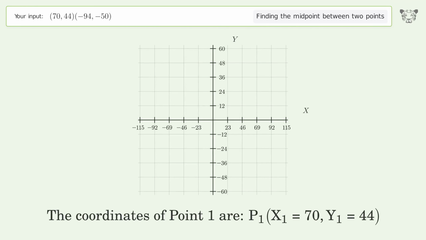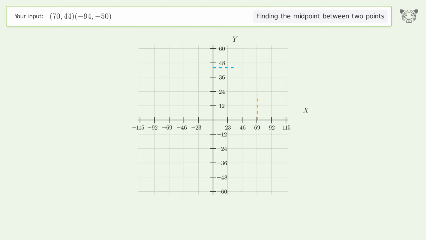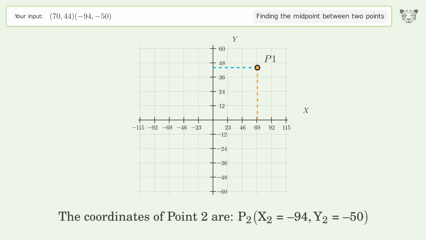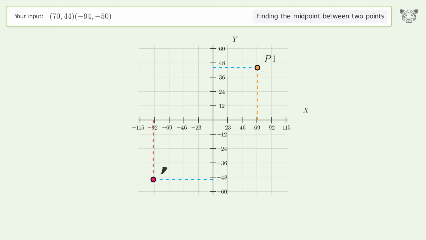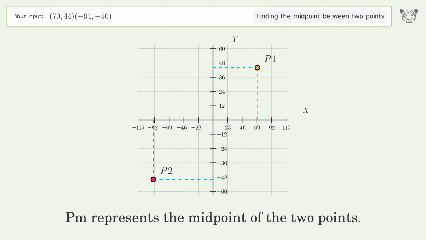The coordinates of point 1 are x1 equals 70, y1 equals 44. The coordinates of point 2 are x2 equals -94, y2 equals -50. PM represents the midpoint of the 2 points.